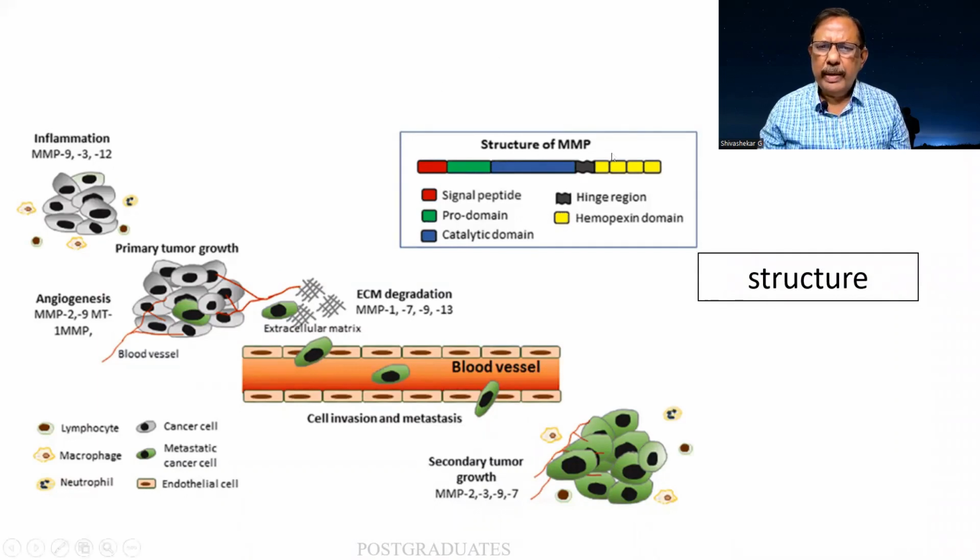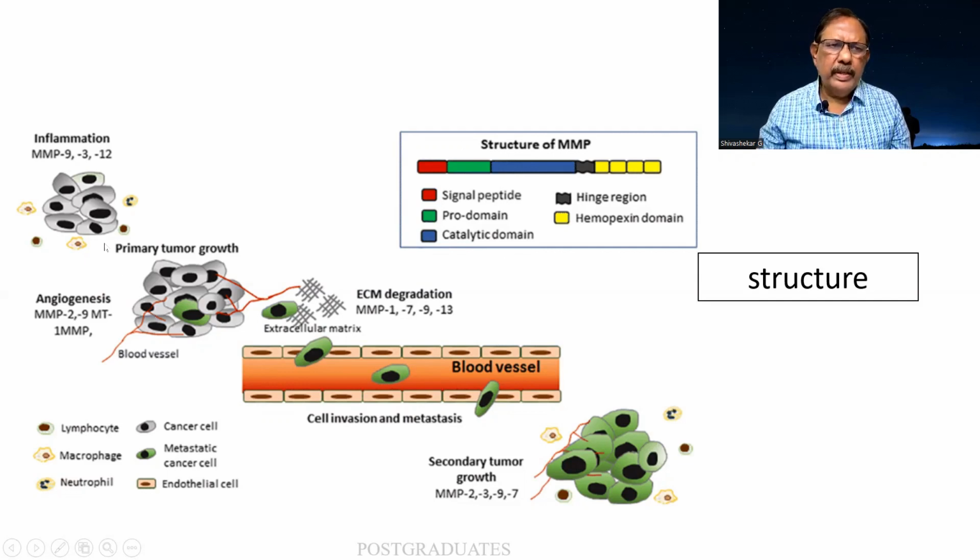This is the structure of the matrix metalloproteinases. Look at the colors. Red for signal peptide, green for pro-domain, blue for catalytic domain over here. This is the hinge. And then there is a hemopexin domain, which is yellow. So totally this will be the structure of the MMP.